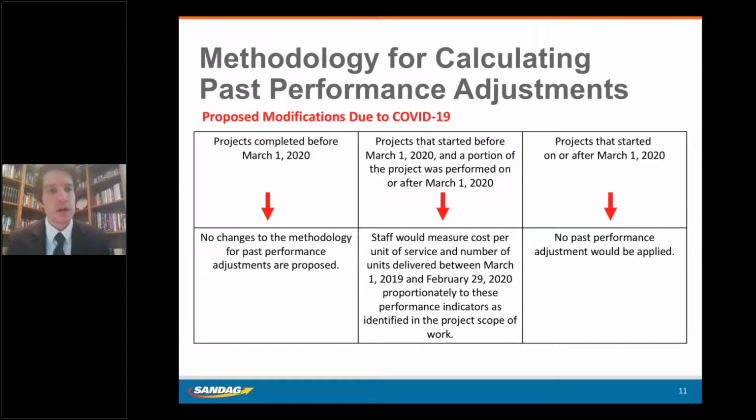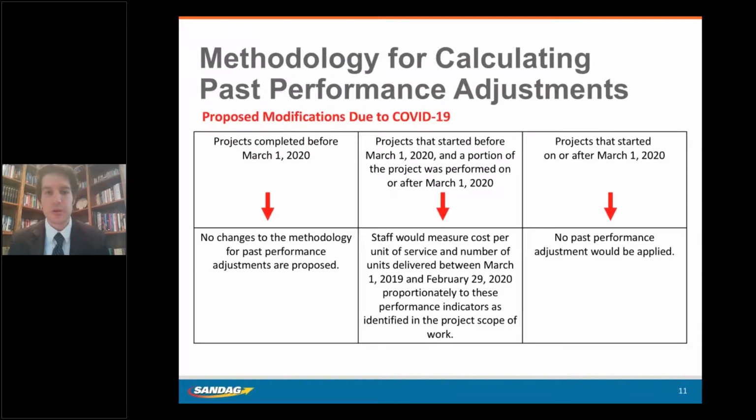And lastly, to not penalize grantees for reduced service caused by the COVID-19 pandemic, I would like to note an additional proposed modification to the methodology staff would use to calculate past performance adjustments, as stated in Attachment 2 of the staff report. For projects performed during the COVID-19 pandemic, staff would measure cost per unit of service delivered and number of units delivered between March 1, 2019 and February 29, 2020, in comparison to the proportional number of units and cost per unit for that period identified in the project scope of work.